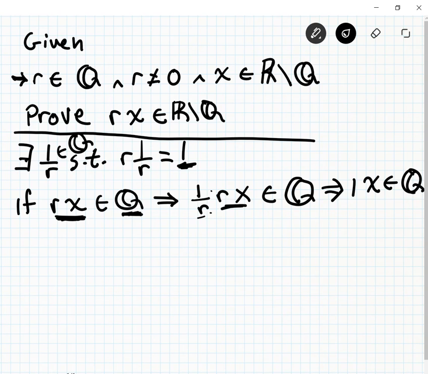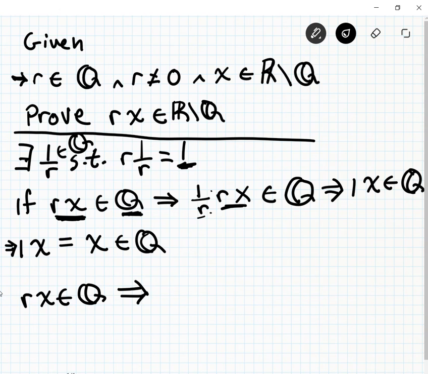But the number 1 has a special property within the field of rationals: 1 times X equals X. So let's rewrite this, skipping the middle stuff. What we're saying is, if R times X is rational, that would imply that X has to be rational. So this is a true statement.